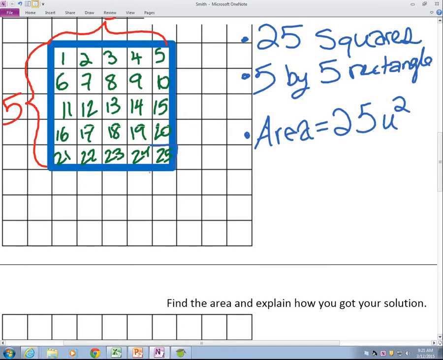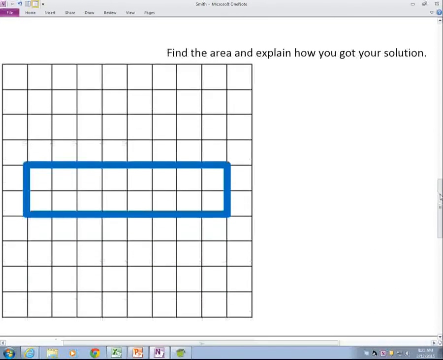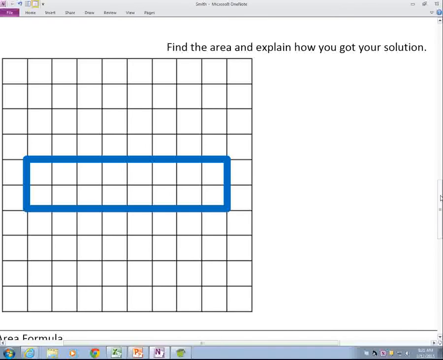Okay. Very good. Next one. Find the area and explain how you got your solution. Okay, go ahead and do that the same way that we just did. The way that I answered that last one, that's how I want you to answer yours.